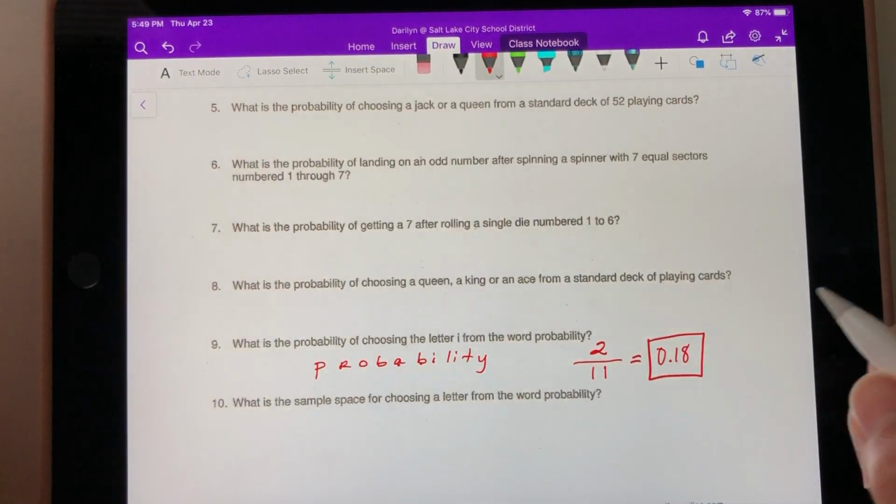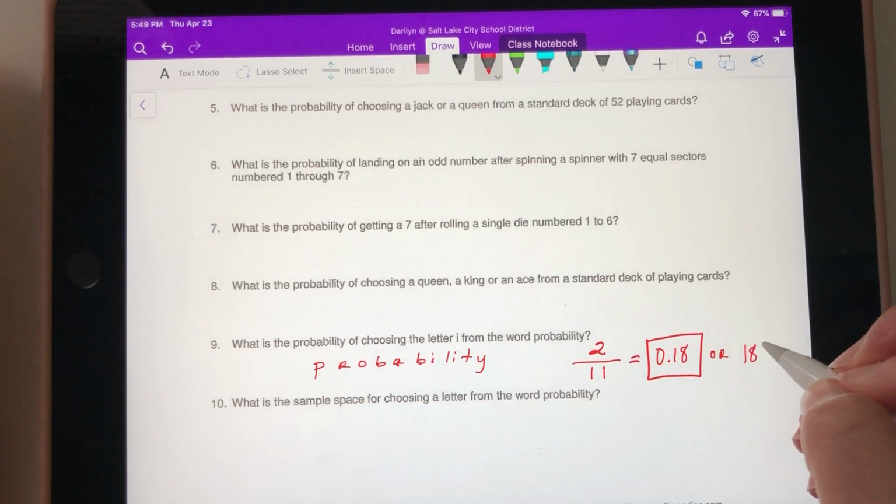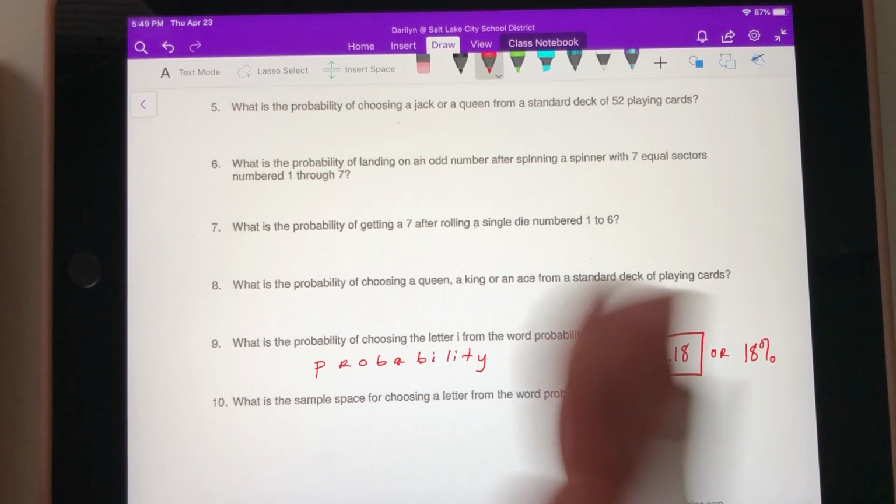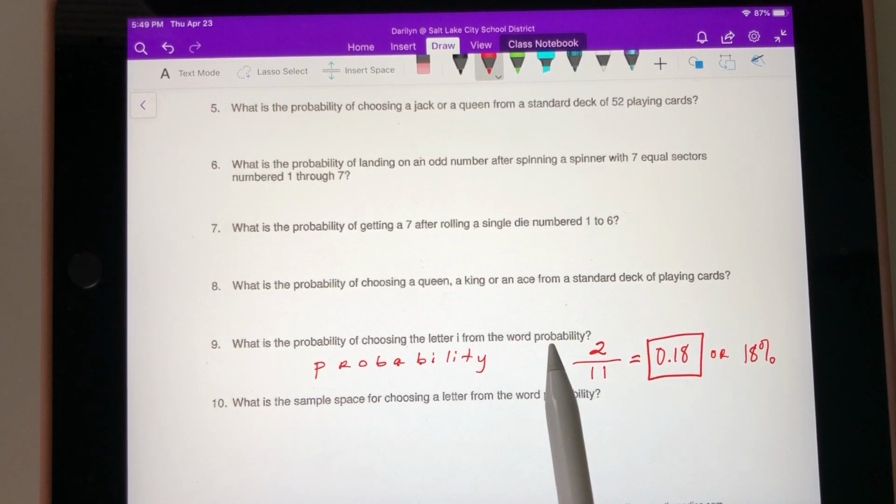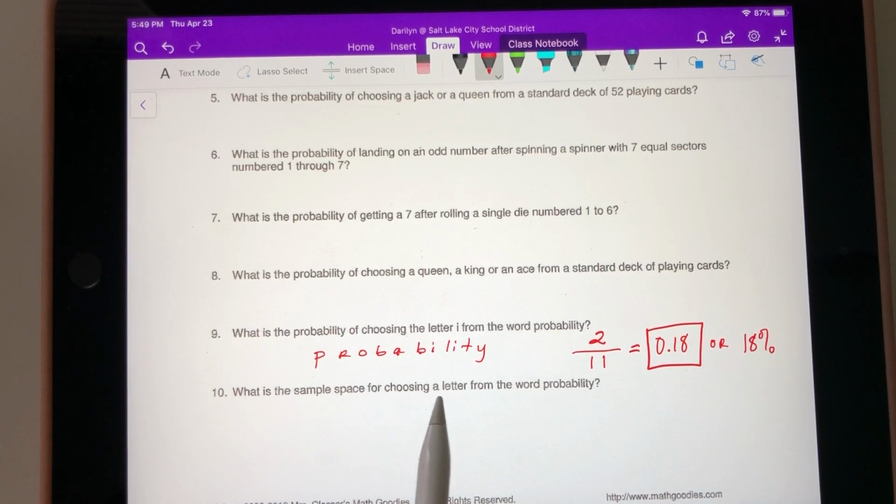So you could say 0.18 or 18% is the chance or probability that you'll choose the letter I from the word probability. What is the sample space for choosing a letter from the word probability? Sample space just means what are the possibilities that you could potentially choose?